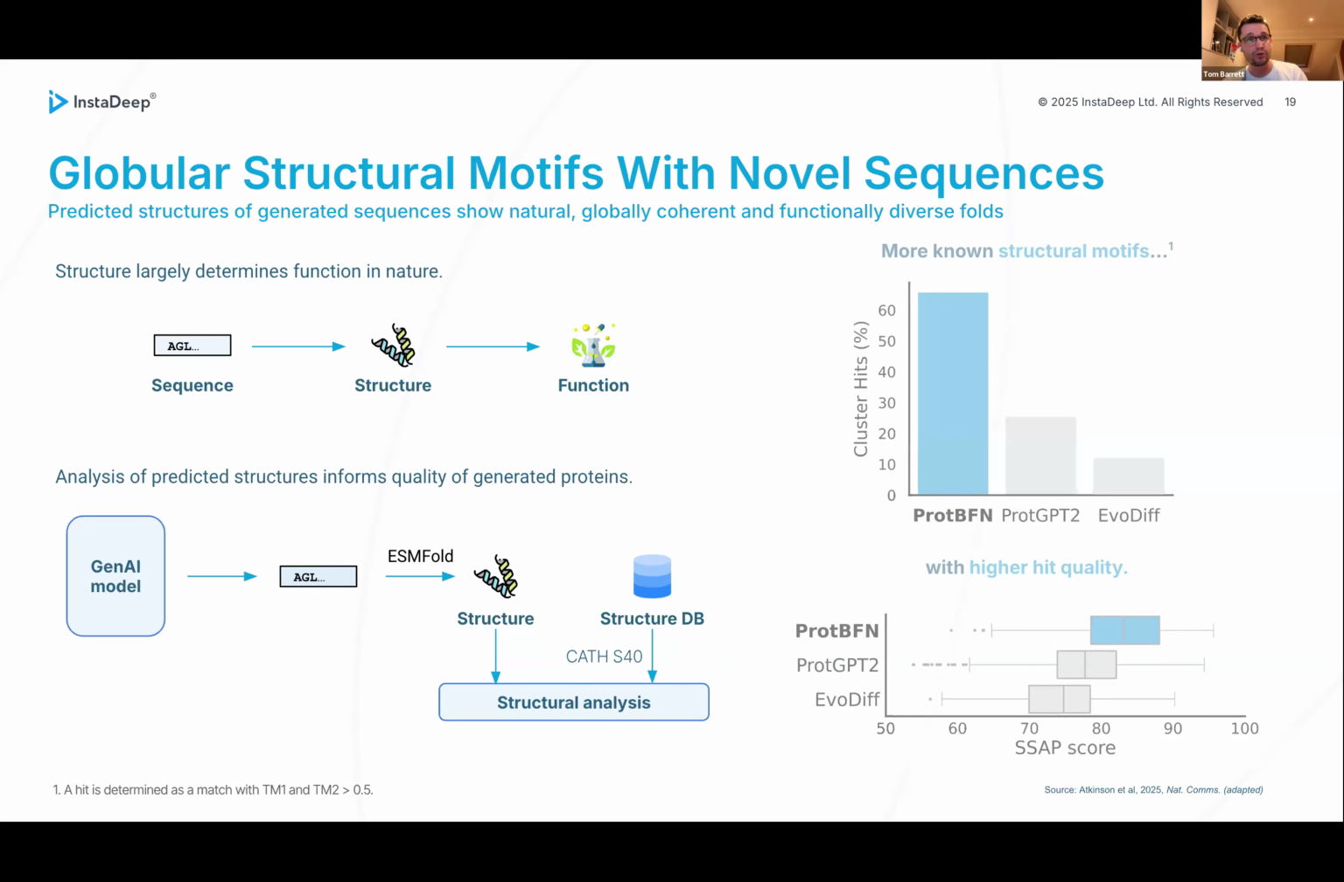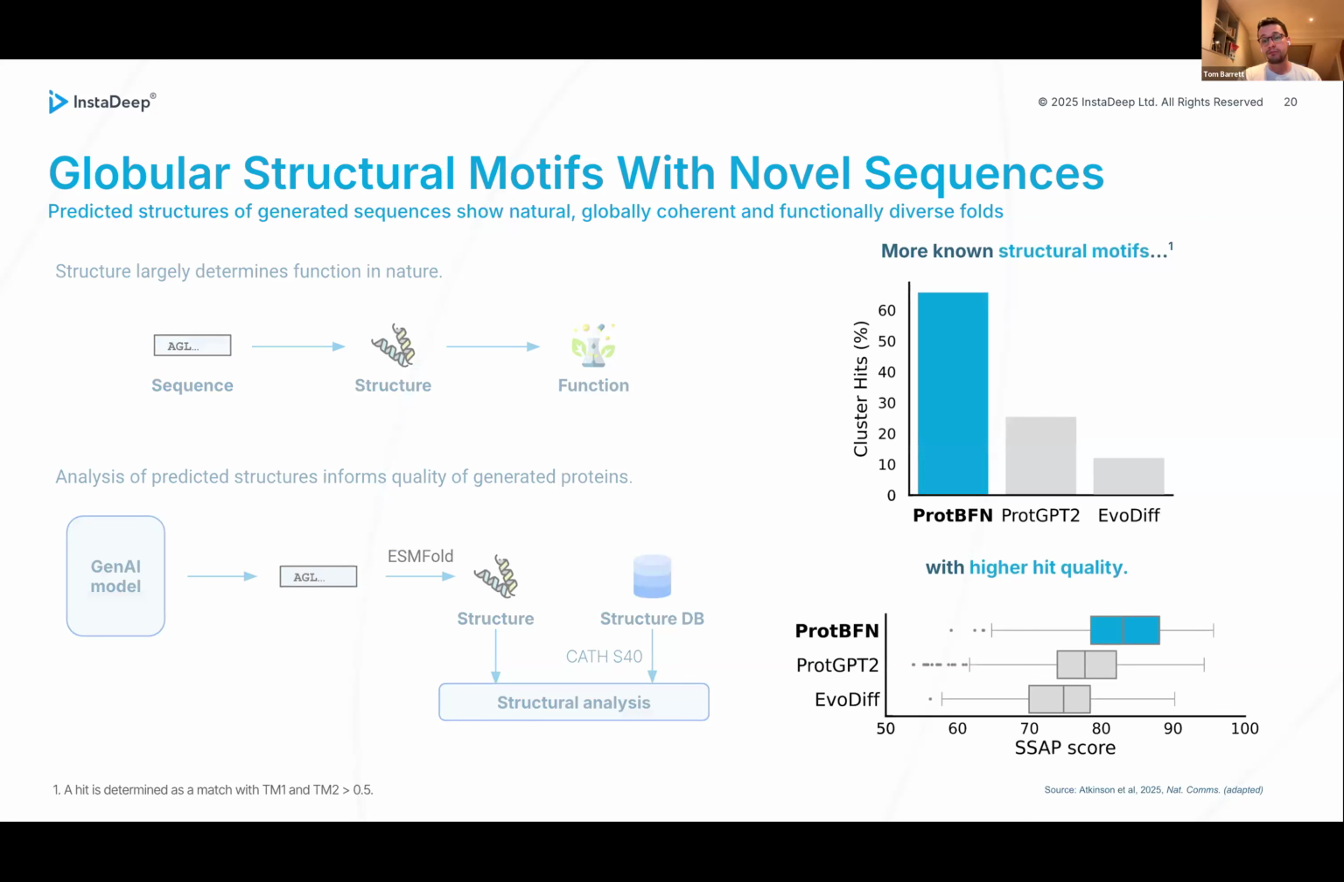It could have been AlphaFold. ESMFold was just a bit quicker. We predict structures for all of our generations, and then do a very similar analysis where we match up to the known structural database, in this case, CATH S40. And again, we get much higher rates of getting structural motifs that look natural, right? Things that have a hit in this database, hit being a TM-score above 0.5 for people who want to get into this.